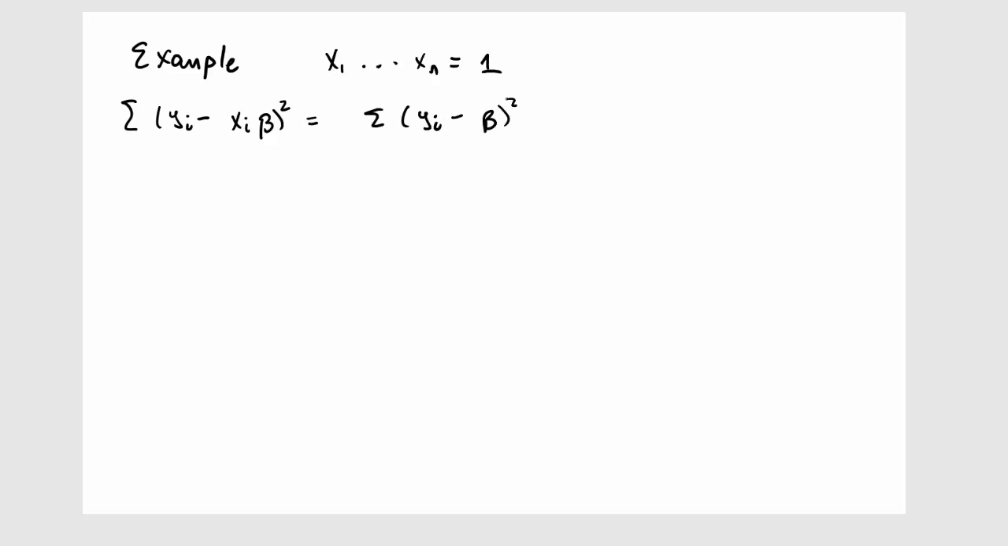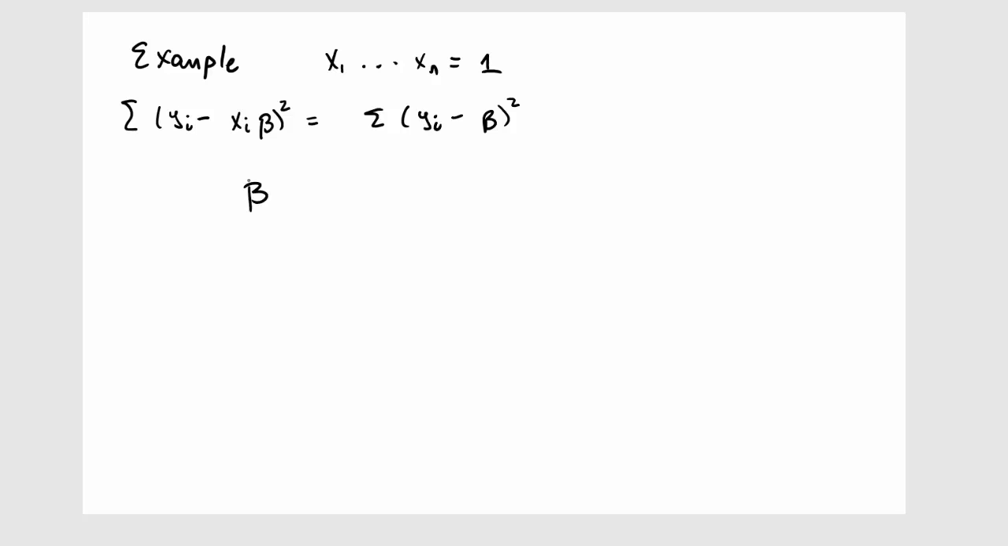Let's consider an example that we've already shown otherwise. So imagine if x1 all the way up to xn are all equal to 1. Then my equation, where I want to minimize summation of yi minus xi beta, my regression through the origin equation works out to be summation of yi minus beta quantity squared. It's mean-only regression.